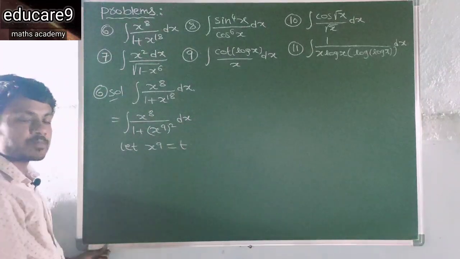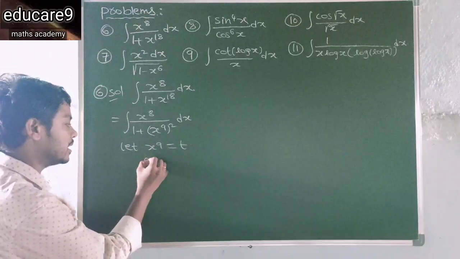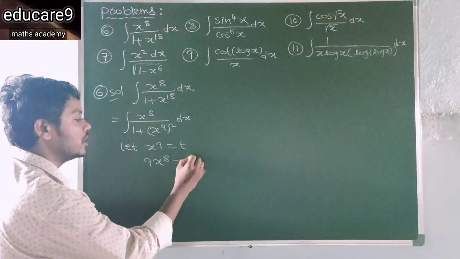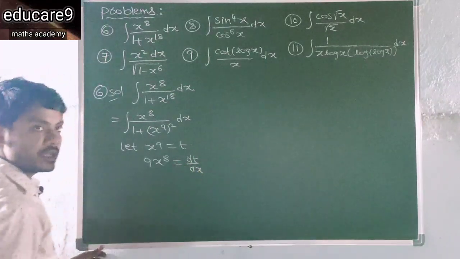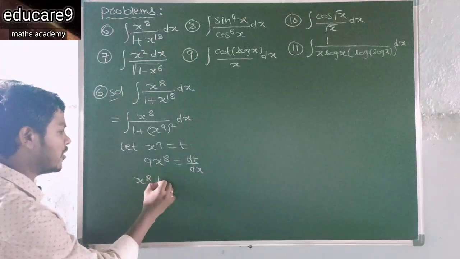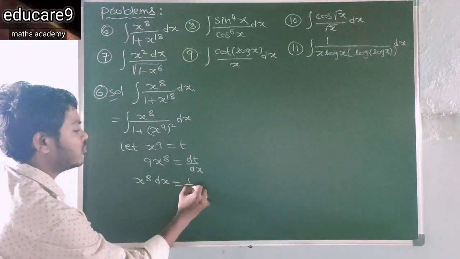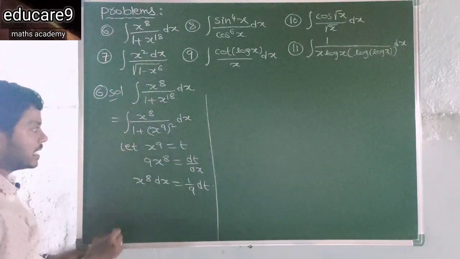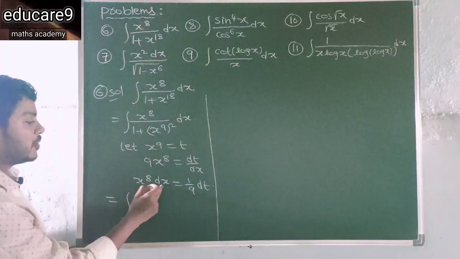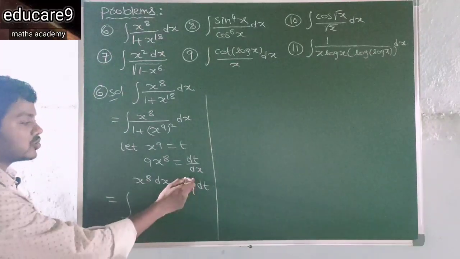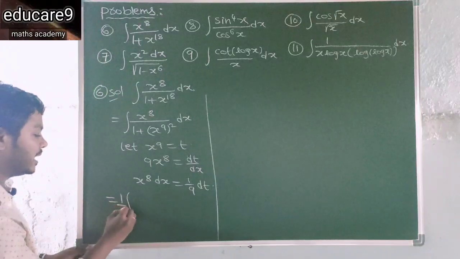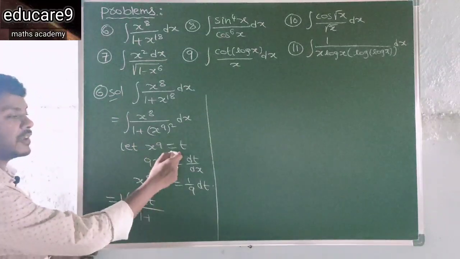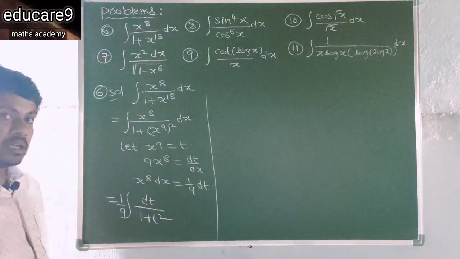Now differentiate with respect to x on both sides. So what do you get? 9 into x to the power of 9 minus 1, that is 8, is equal to dt by dx. Now x to the power of 8 dx is equal to 1 by 9 dt. Now substitute these values in given integration. So x power 8 dx is 1 by 9 dt. Write 1 by 9 outside of the integration. So dt by (1 plus x to the power of 9), that is t, square.